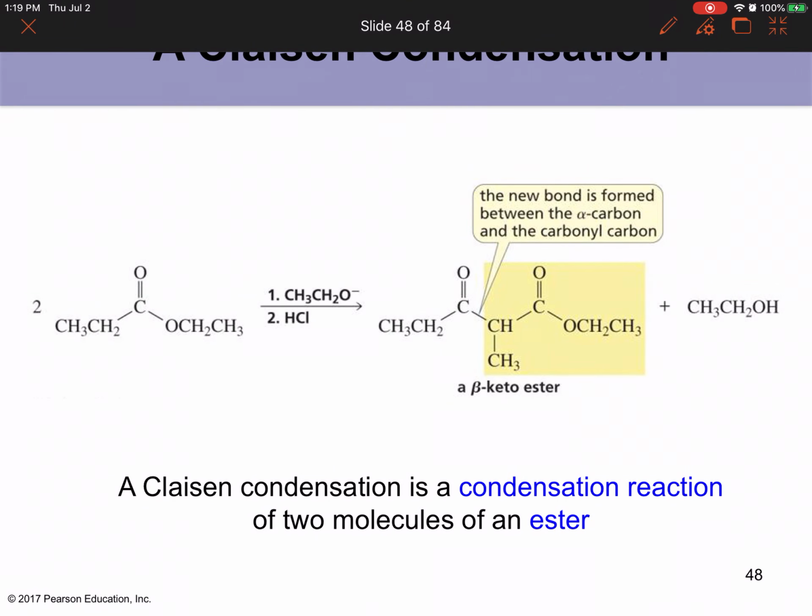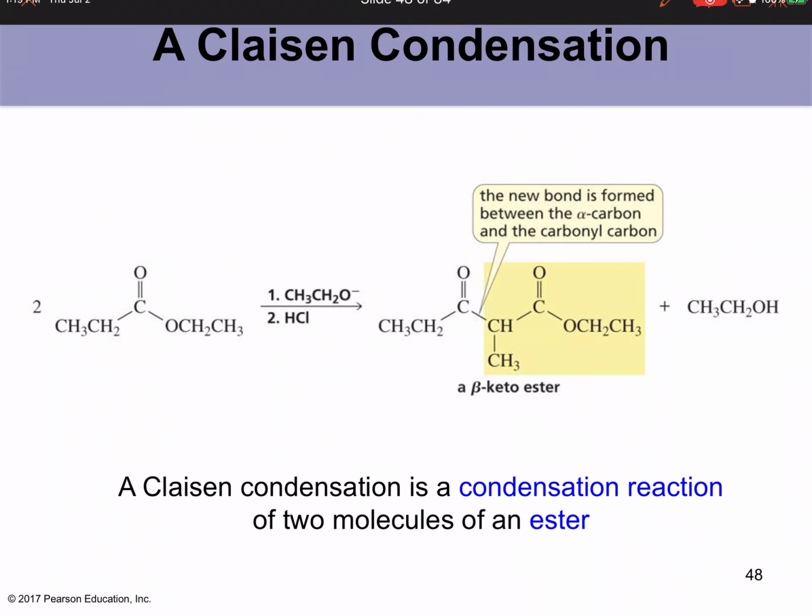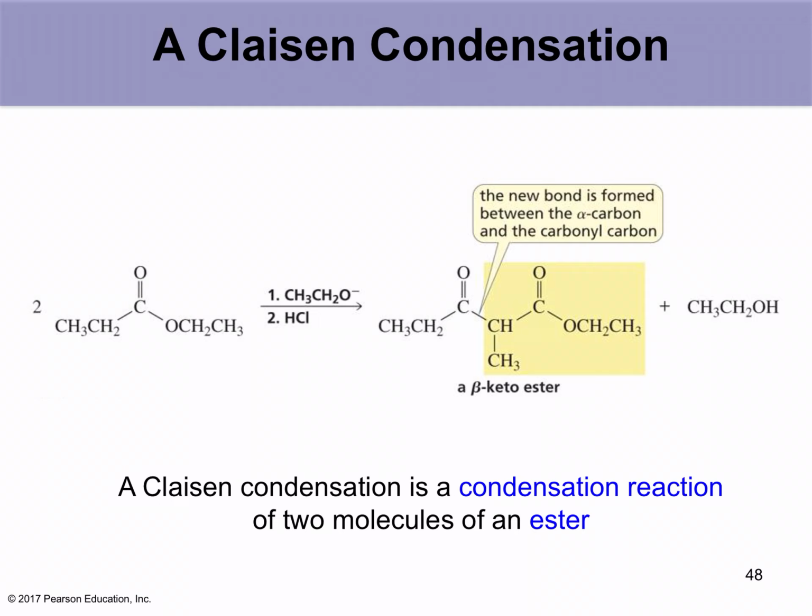Okay, in the previous section, we learned about the aldol condensation reaction. Basically, aldol involves two carbonyl compounds, which could be an aldehyde or ketone, whereas a Claisen condensation is a condensation reaction of two molecules of esters. So this is two molecules of esters. This is the ester functional group, a carbonyl group with oxygen attached to another alkyl group.